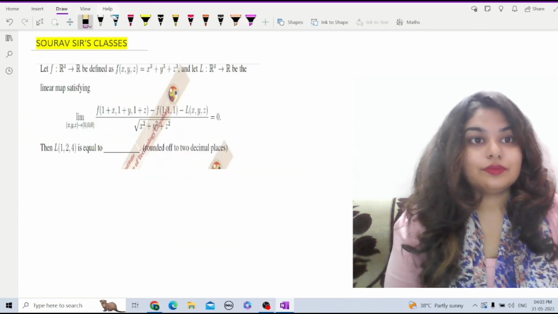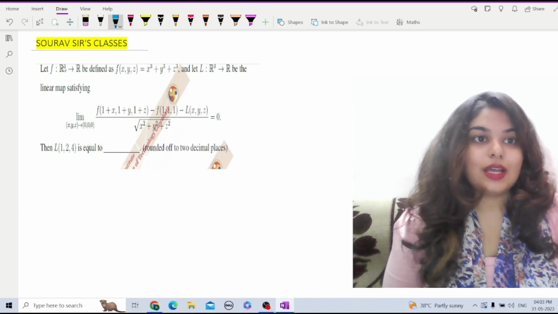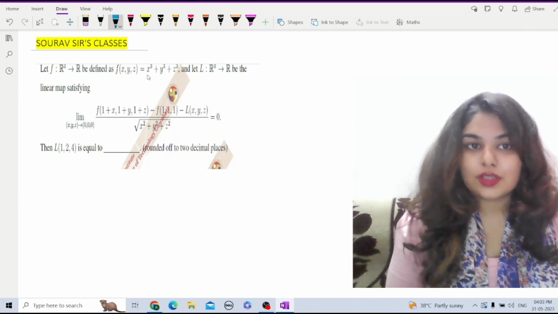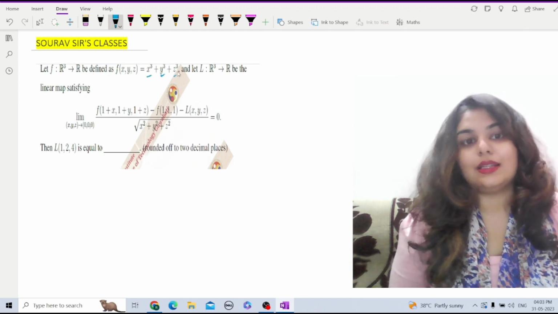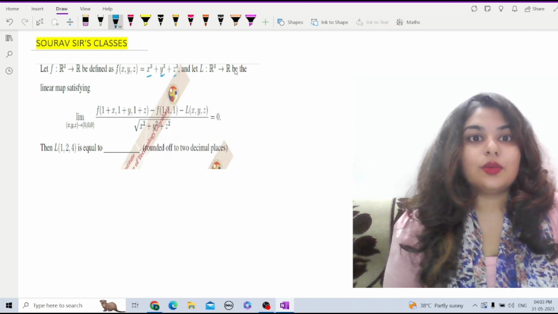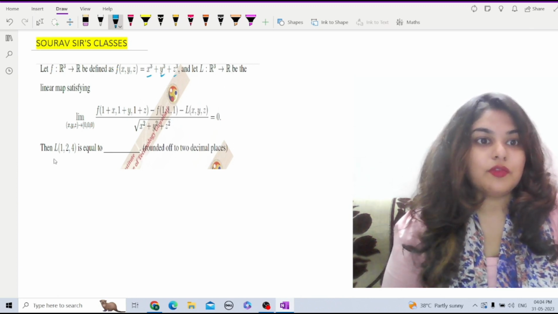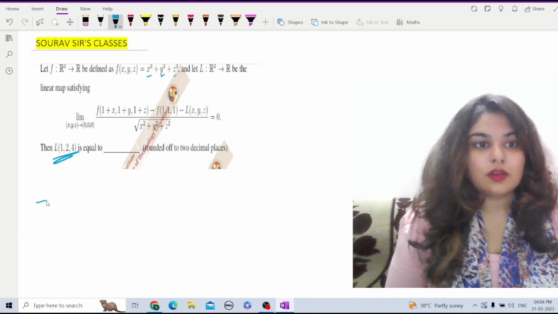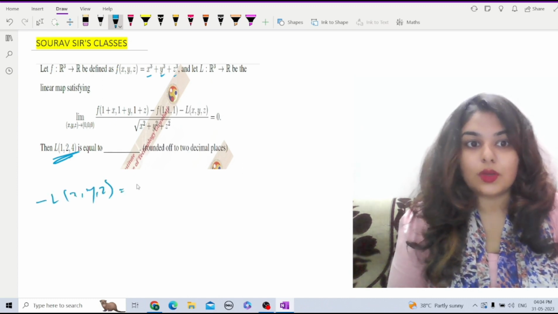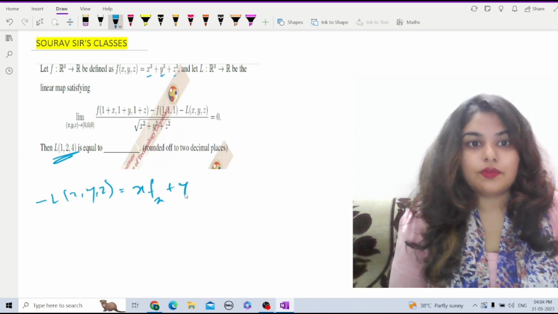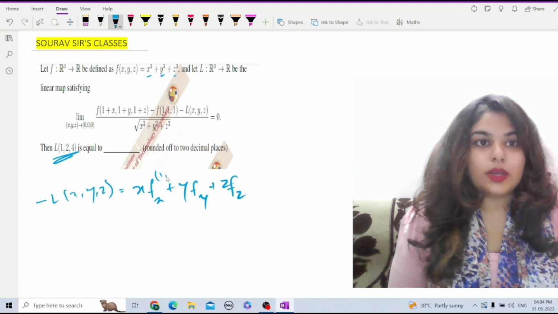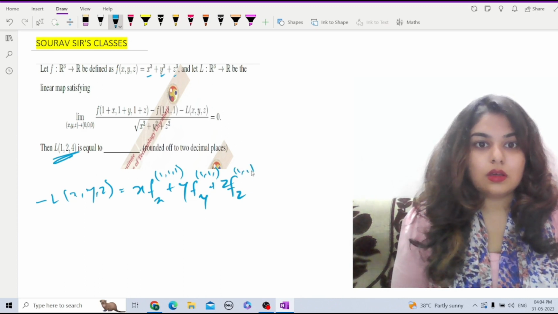So we are given, let f be such that R3 tends to R, we define f of x, y, z as x cube plus y cube plus z cube, and let L be the linear map on this. So we have to find out the value of L of 1, 2, 3, 4. Now for that, first we have to write down minus of L of x, y, z is equal to x times the first derivative, y times the first derivative, plus z times the first derivative. Now this we have to find at the points 1 comma 1 comma 1, 1 comma 1 comma 1, and again 1 comma 1 comma 1.